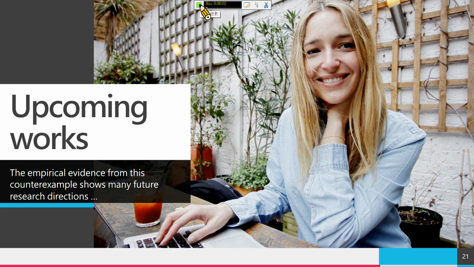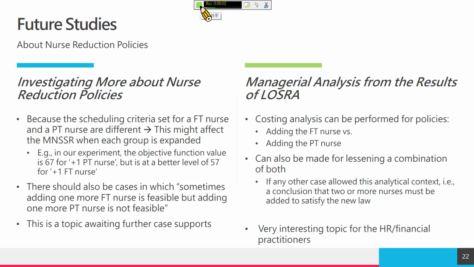Anyhow, the empirical evidence from this negative case study shows several future research directions. For future studies, first, in the study we found that although the two nurse adding policies are both feasible, they lead to different objective function values for the model. So the first question is, is there a case in which adding a full-time nurse is feasible, but adding a part-time nurse is infeasible? This awaits further case support.